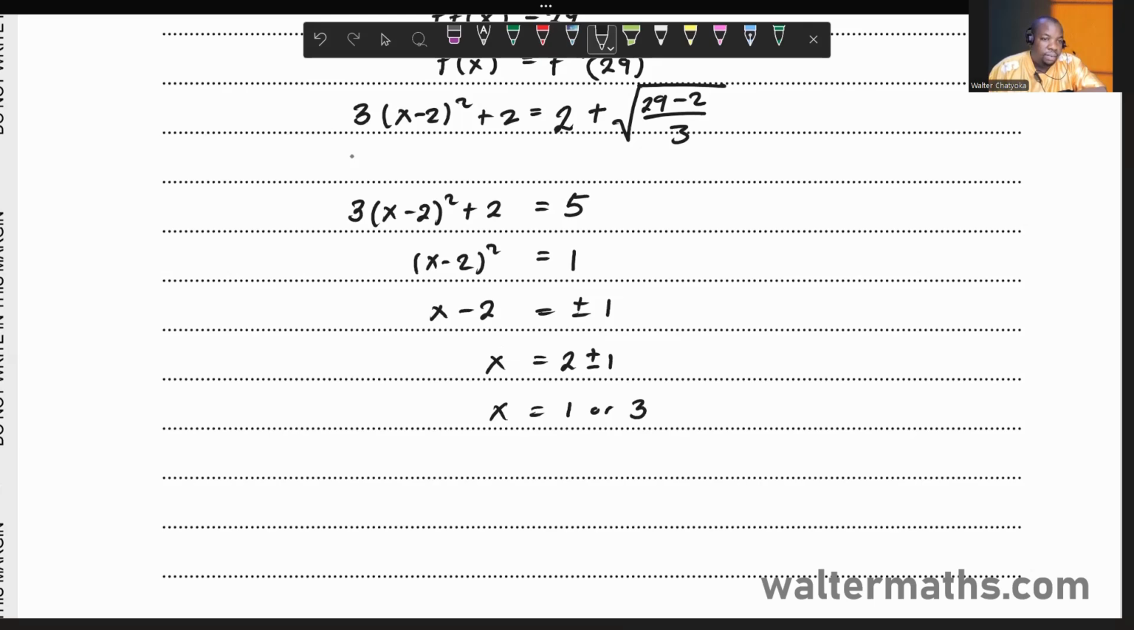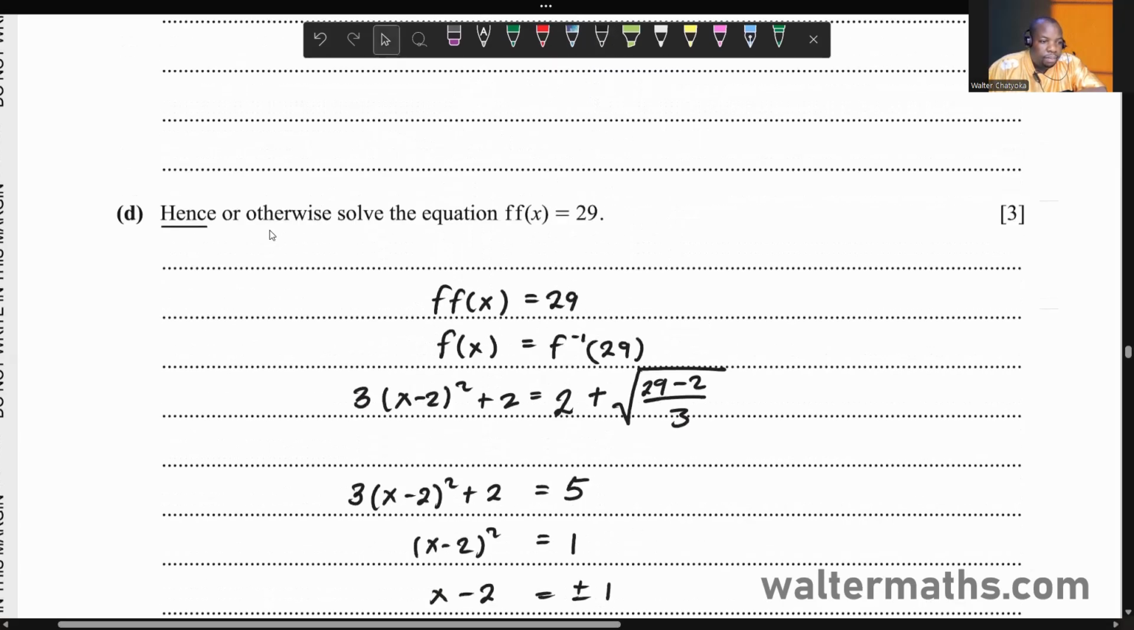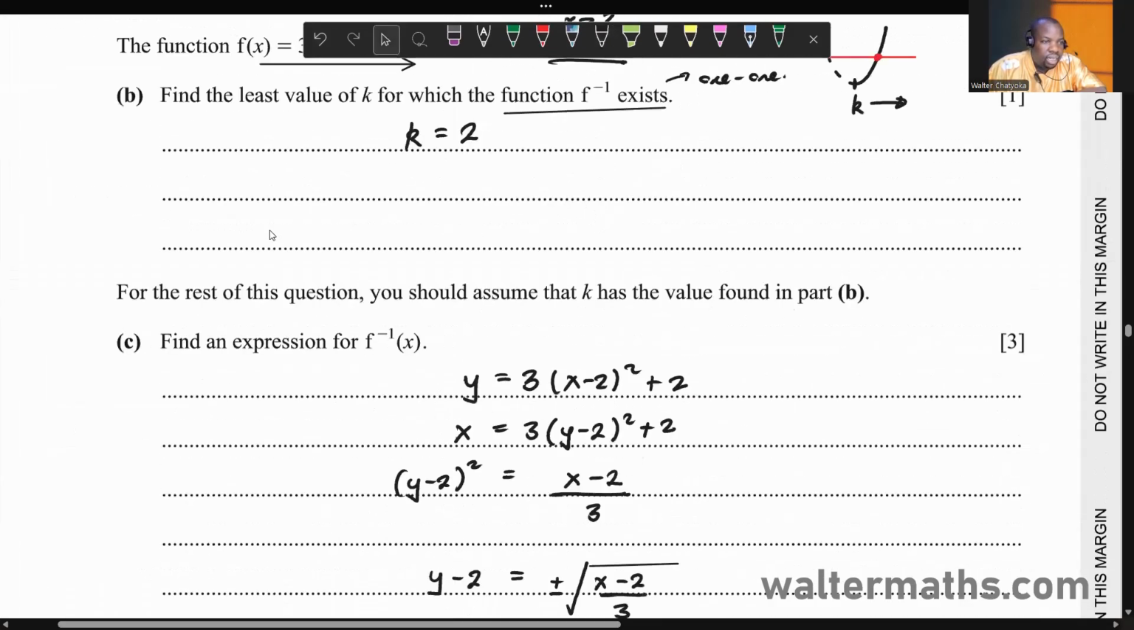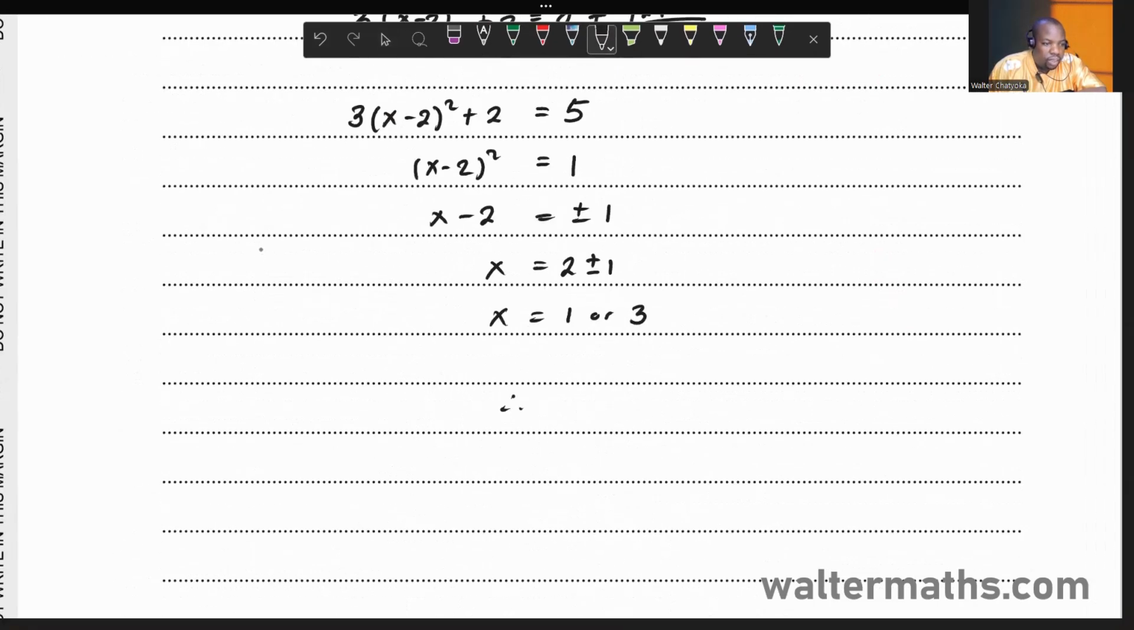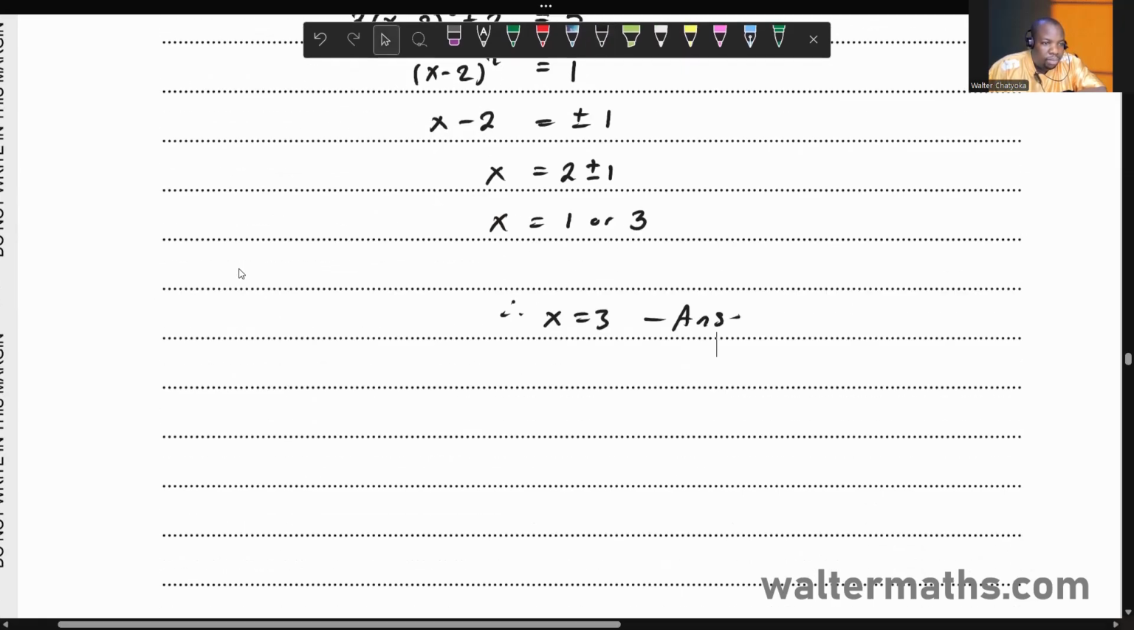But x has to be greater than or equal to 2. That's the domain. So x has to be equal to 3, since the domain is saying that x has to be greater than or equal to 2. So this one has to be the answer. So that's how we do it for this particular question.